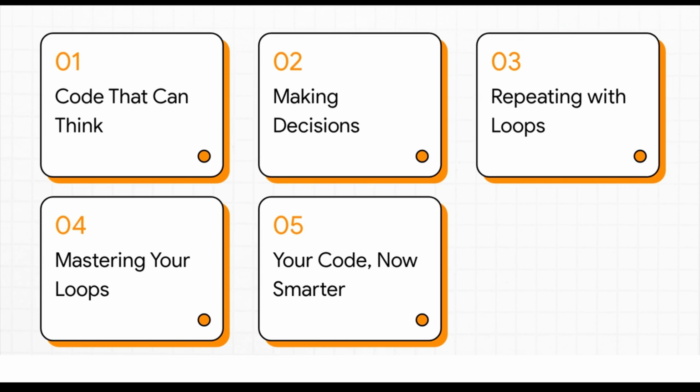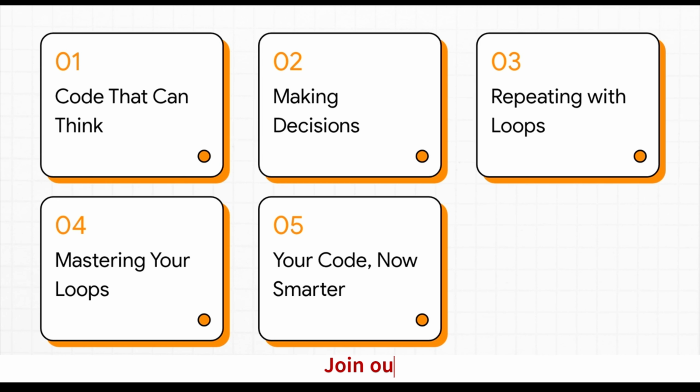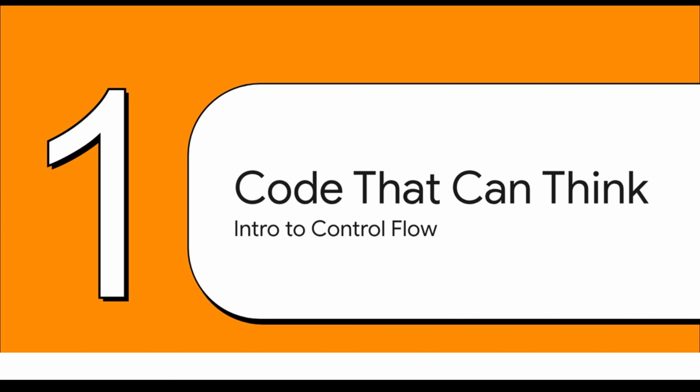Okay, so here's our game plan. First, we'll talk about what it means for code to think. Then we'll get into the nitty-gritty of making decisions with if statements and how to repeat actions using loops. After that, we'll cover some pro tips for mastering those loops. And finally, we'll see how it all comes together to make your code way, way smarter. All right, let's jump right in.